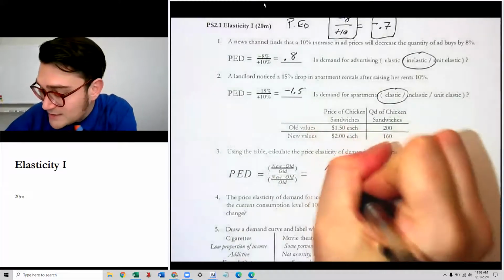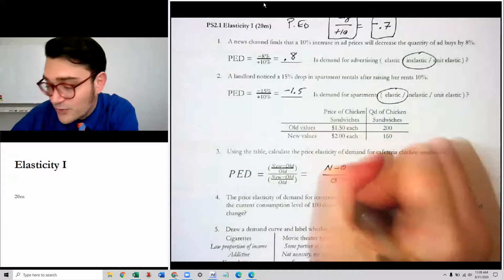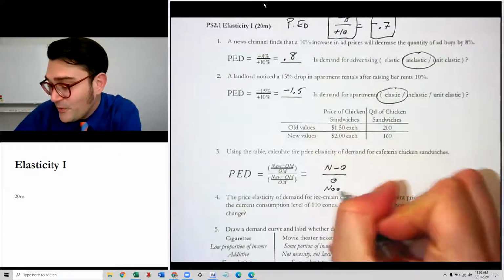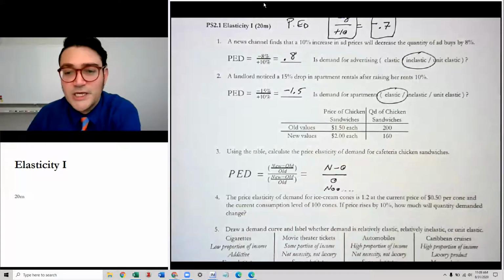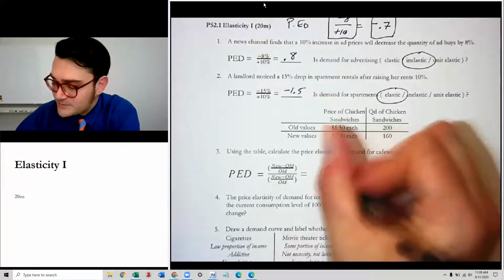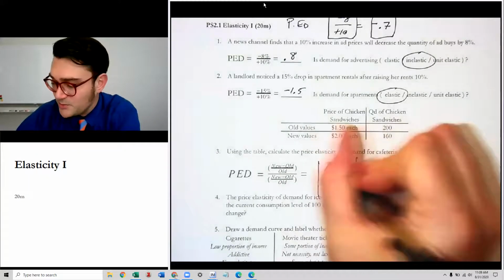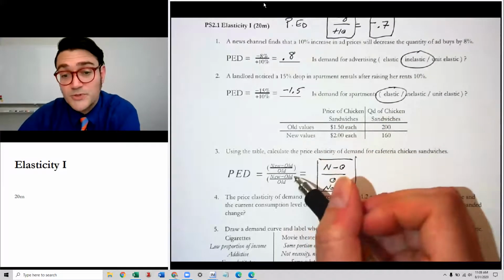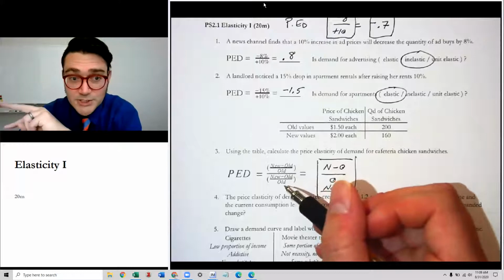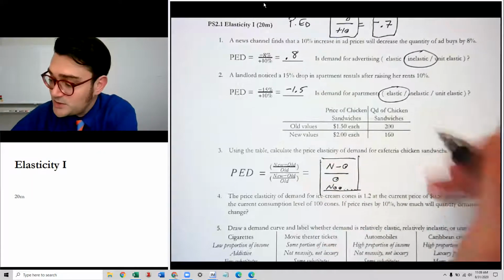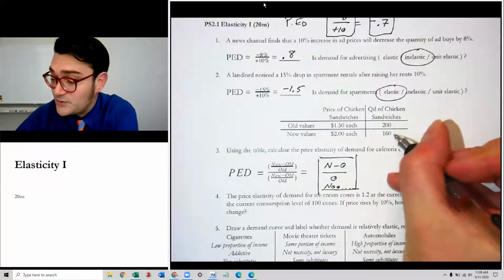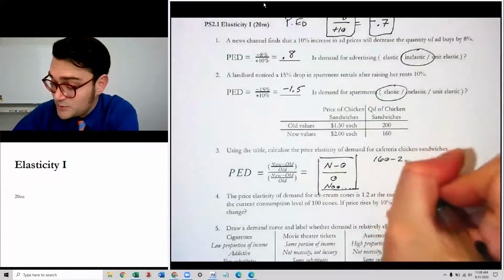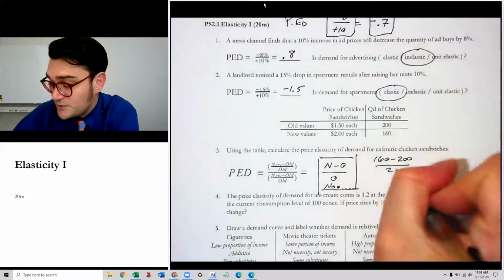New minus the old over the old. That's percent change. New minus old over old. Now, that's your little trick, right? So we're going to put that in a box. Now, we have to do percent change twice because remember, percent change of quantity and percent change of price. So the percent change in quantity, you go from 200 to 160. So it's 160 minus 200 over 200.